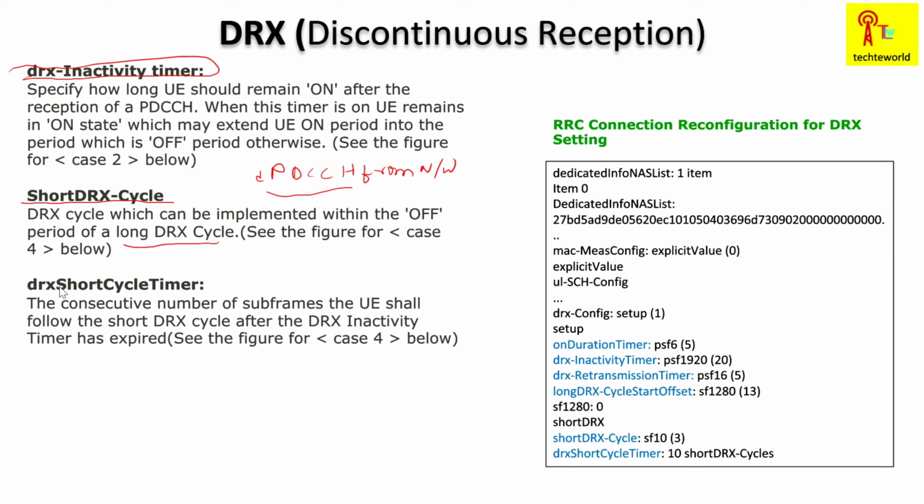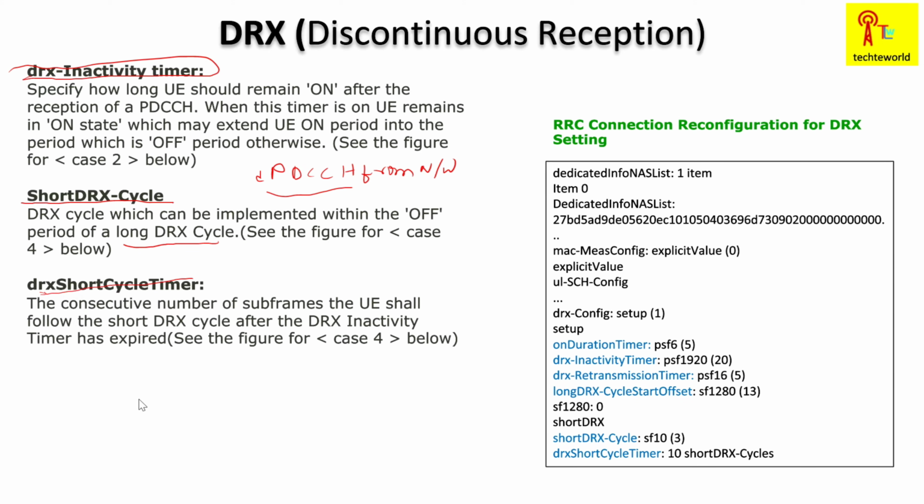And what does this DRX short cycle timer mean? It means for how many times this short DRX cycle should repeat. Through this parameter we come to know that. In the definition, it is the consecutive number of subframes the UE shall follow the short DRX after the DRX inactivity timer has expired. Once the DRX inactivity timer has expired, the short DRX cycle will start, and how many times it should repeat itself is told only by the DRX short cycle timer. Hope you got this point.